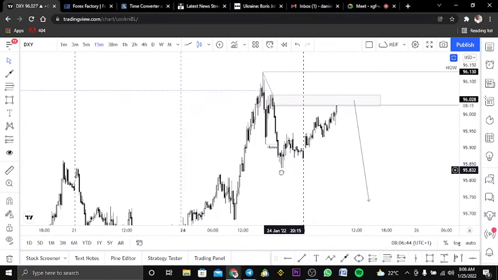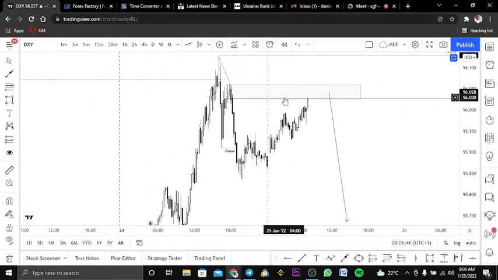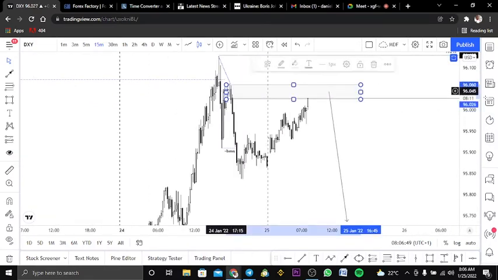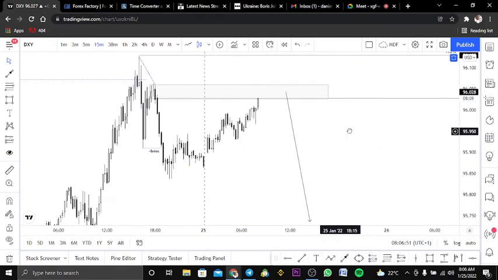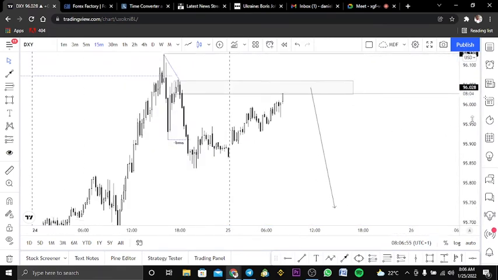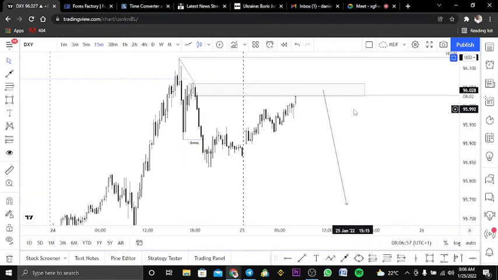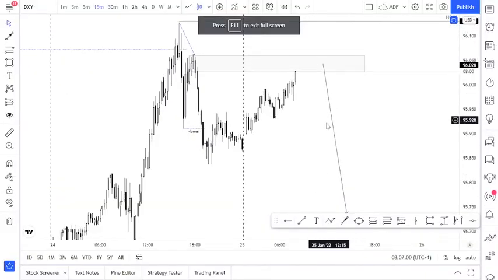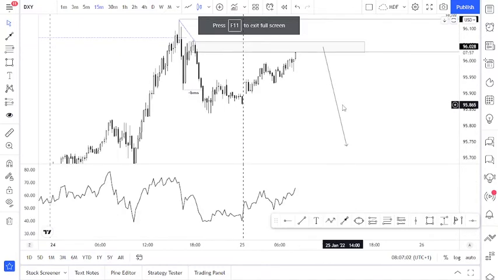But this is not actually a very high probability setup, owing to the fact that we already know the higher time frame is bullish. But this is basically what I'm looking out for on the dollar index. So we'll be looking to see how this reacts at this region.